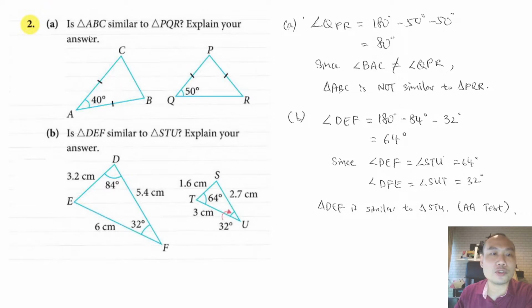QPR corresponds to BAC. BAC on the left-hand side we can see is actually 40 degrees. Oh, 80 degrees, 40 degrees, they don't match up. They're supposed to correspond, but the angles are different. Therefore, not similar.